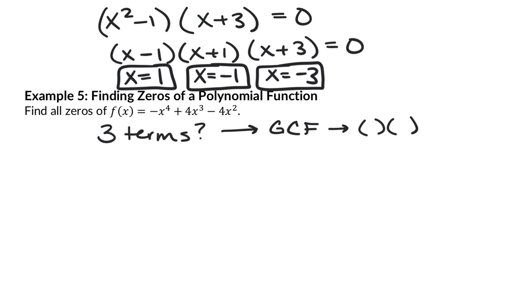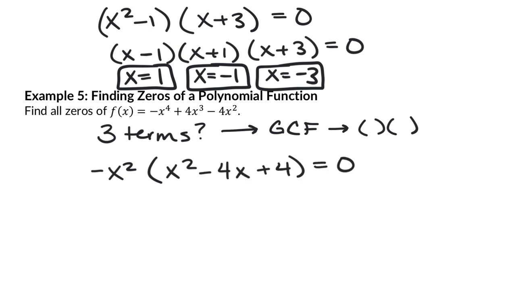So what do all 3 of those terms have in common? X squared. We're going to go ahead and make it negative x squared as my GCF because I want my trinomial to have a positive a value. So if I get rid of x squared for everything, it just changes the sign and reduces all of the exponents by a little bit. So I took out x squared. That was the GCF.